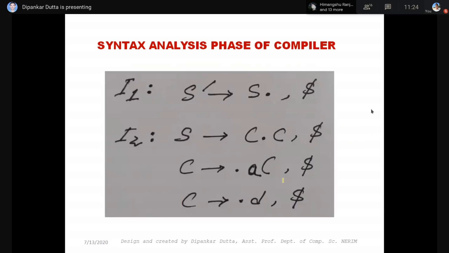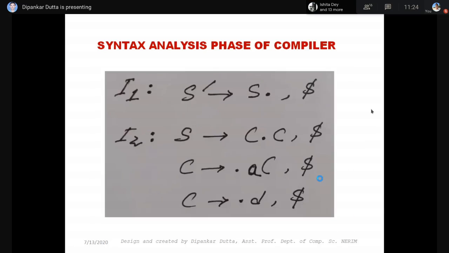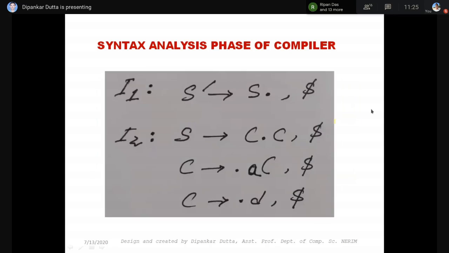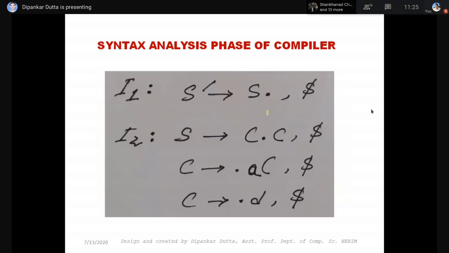So then come to the next production. What is the next production? C implies dot D, A oblique D. So come to the next production here. Dot symbol will be advanced to here. C implies D dot, and the remaining part will remain same, A oblique D. So here I0 complete. Come to the I1. In I1, we cannot advance this pointer position further because it is the last position. In I2, we can advance this position.